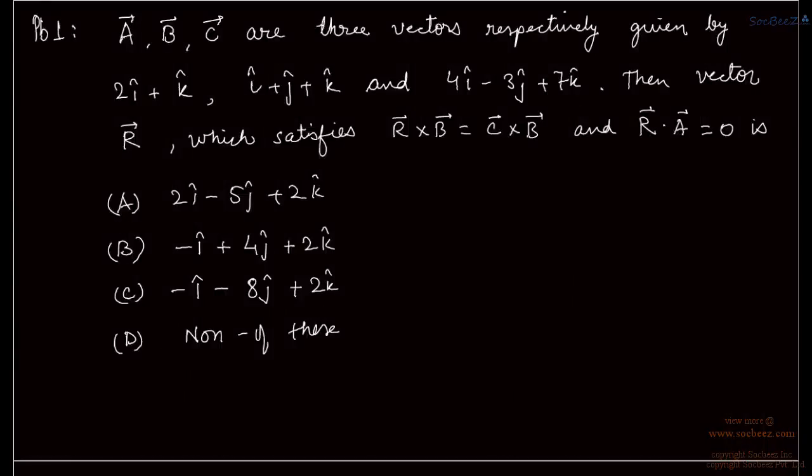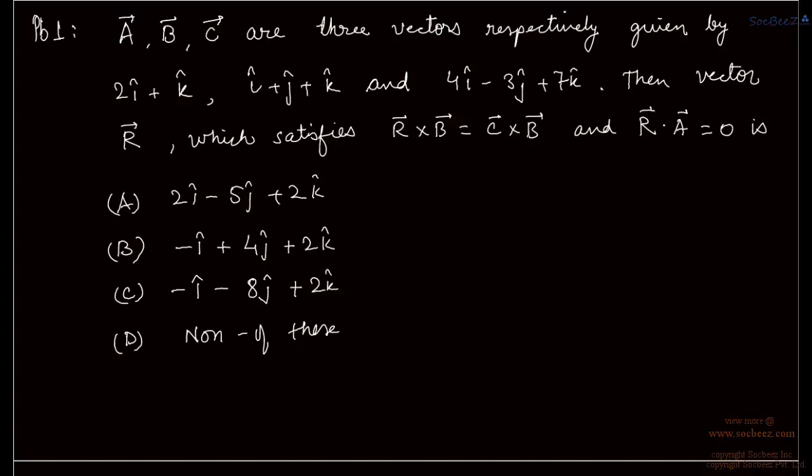So here we have problem 1. Vectors A, B and C are three vectors respectively given by 2i plus k, i plus j plus k and 4i minus 3j plus 7k. Then vector R which satisfies R cross B is equal to C cross B and R dot A is equal to 0 is. So we have to find vector R such that this equation is satisfied.